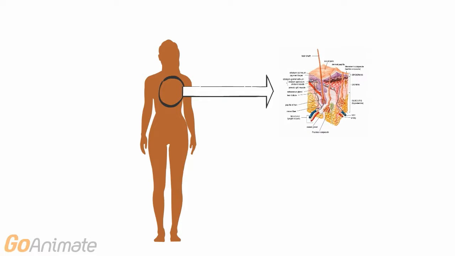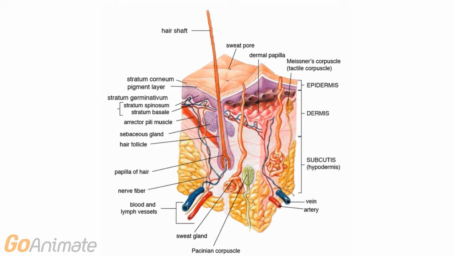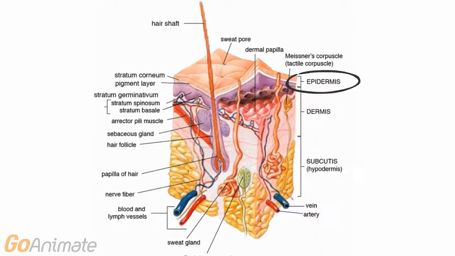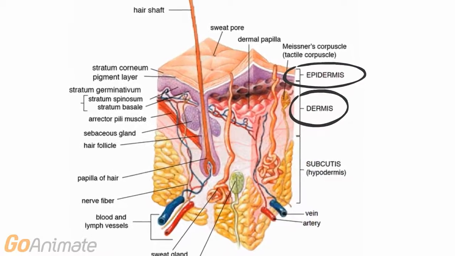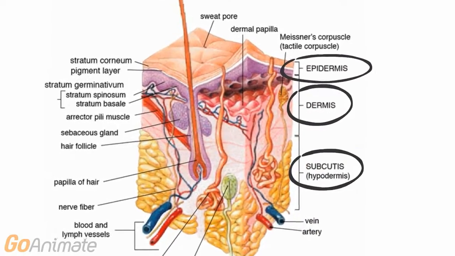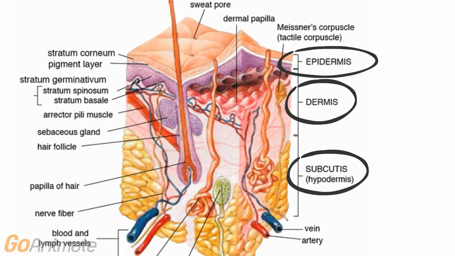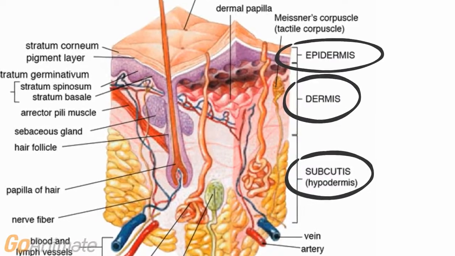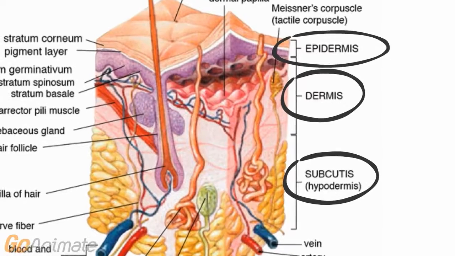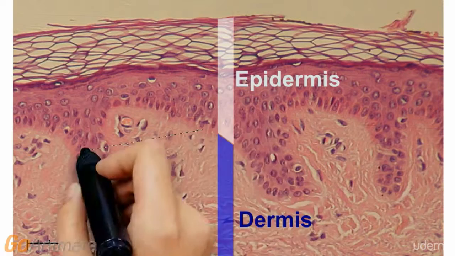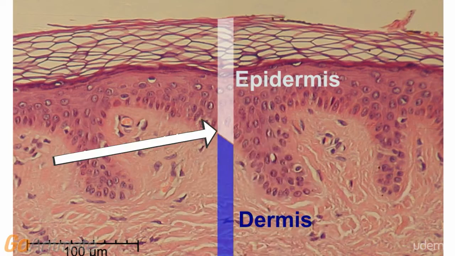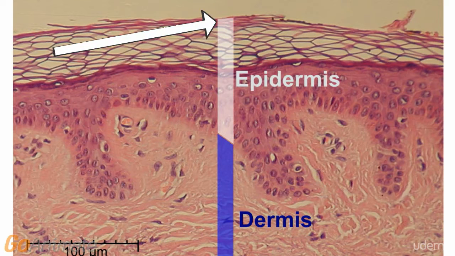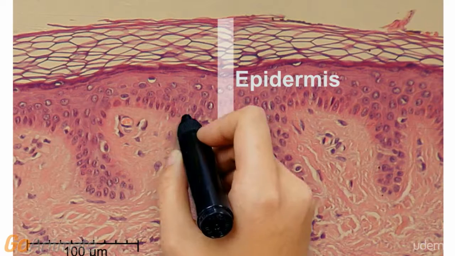Let's look at the integument or skin in more detail. The skin consists of three main layers. These are the epidermis, the dermis, and the hypodermis or subcutaneous layer. The epidermis consists of stratified squamous epithelium. The dermis consists of connective tissue.